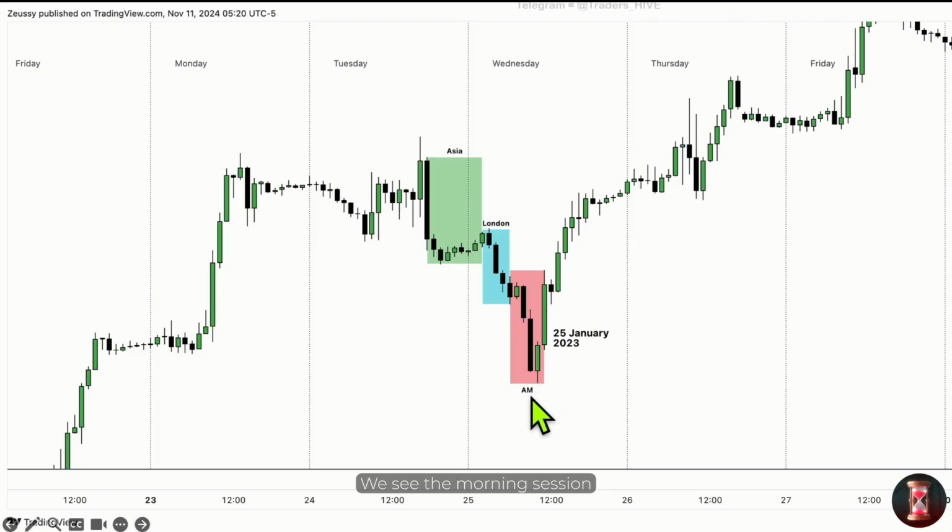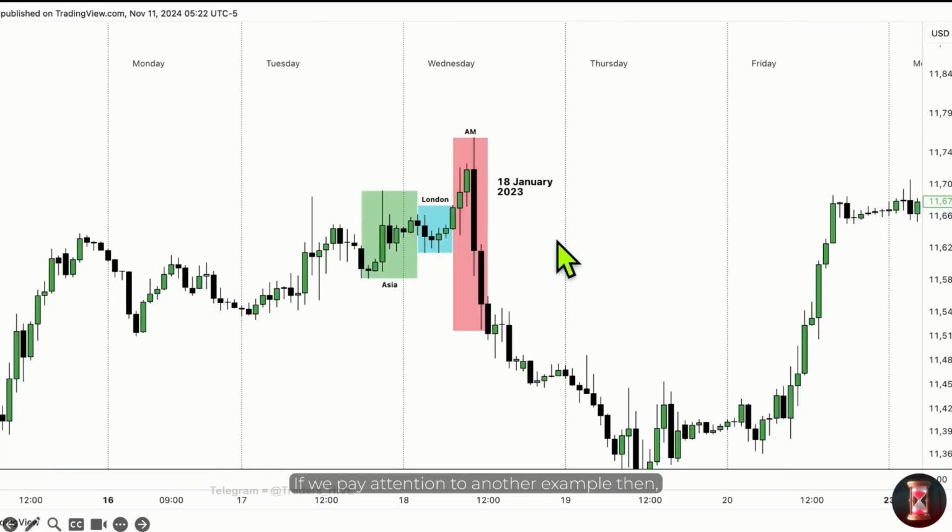We see the morning session form a low right here, and it reverses on that London expansion towards the downside. Why does this occur? Because we reached a higher time frame POI at the right time, and it's Wednesday, meaning we're forming the low of week on Wednesday during the morning session inside of this area. We see the market then begin to expand towards the upside, and it draws towards that London high.